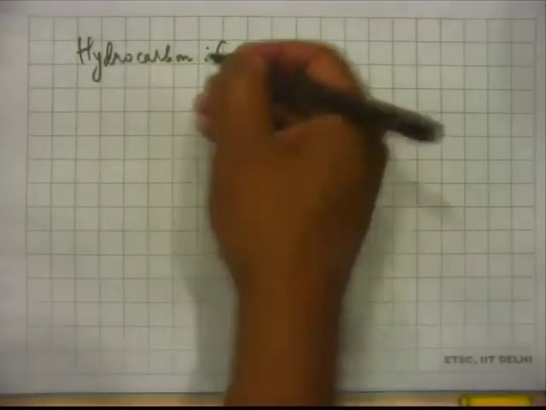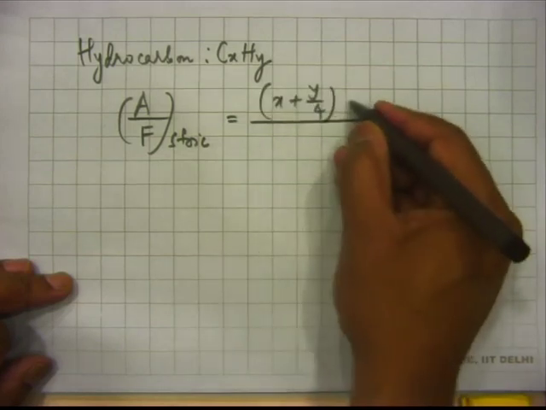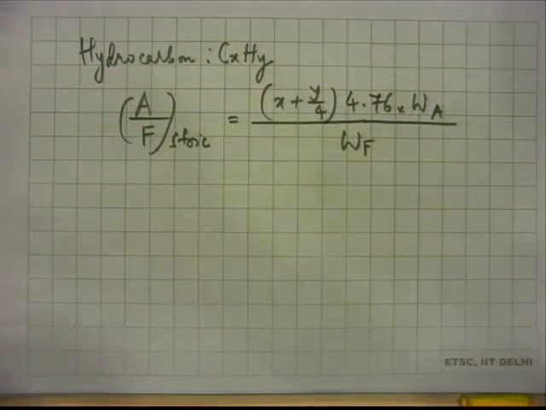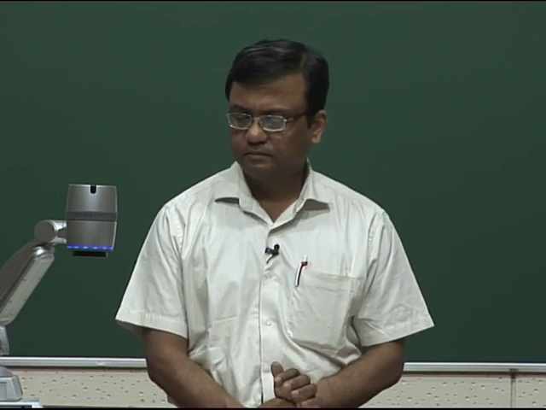Okay, so if you have, let us say, a hydrocarbon CxHy, then can we write the following for A by F stoichiometric? It is x plus y by 4, times 4.76, into WA divided by WF, correct? W for molecular weight. So if you have, let us say, methane, then you know how to calculate this one. If you have propane or butane or something else, you know how to calculate this. So if you take methane and propane, which one will take less amount of air? Propane x plus y by 4 is higher. But methane, WF is again higher.